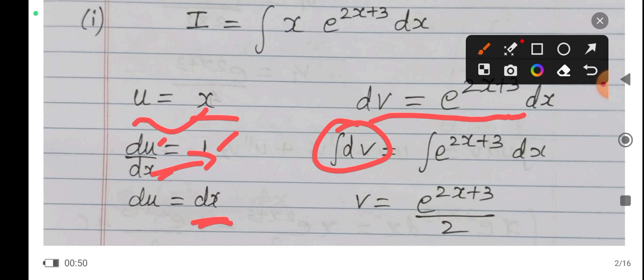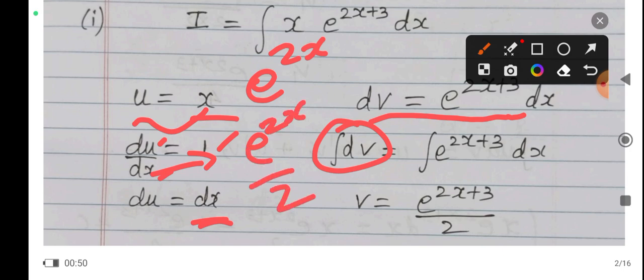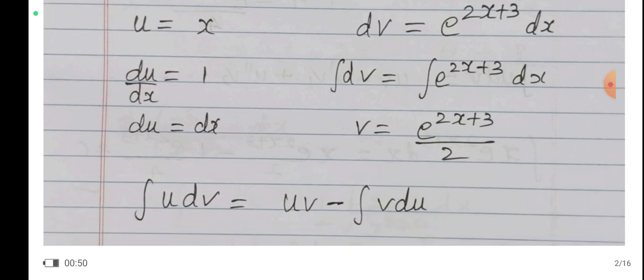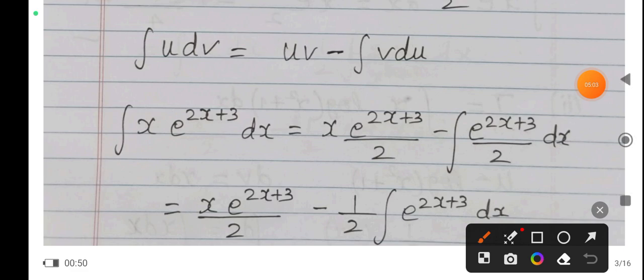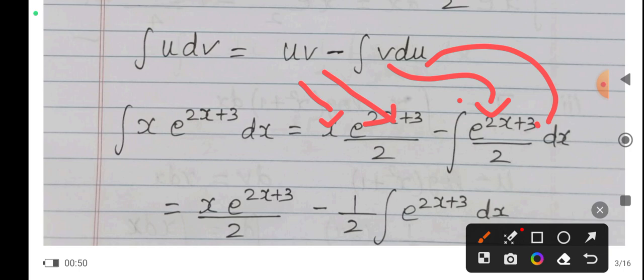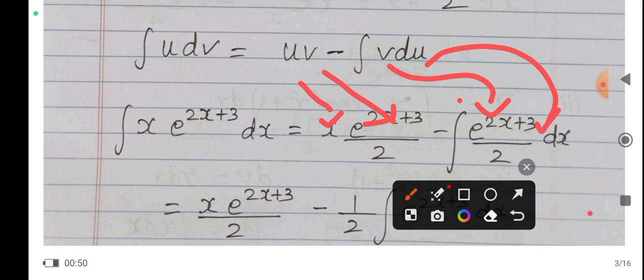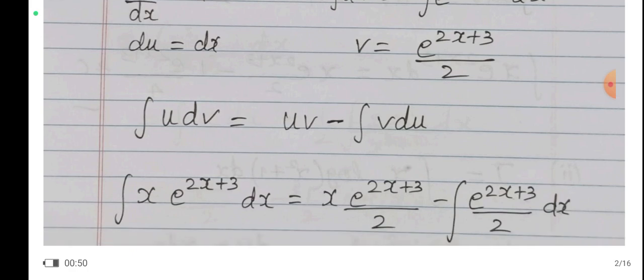We all know e power x integration is e power x, and e power 2x integration is e power 2x by 2. Same way e power 2x plus 3 integration is e power 2x plus 3 by 2. Then apply integral u dv equals uv minus integral v du. U value is x, then v value is e power 2x plus 3 by 2, integral v is e power 2x plus 3 by 2. du is what? dx.